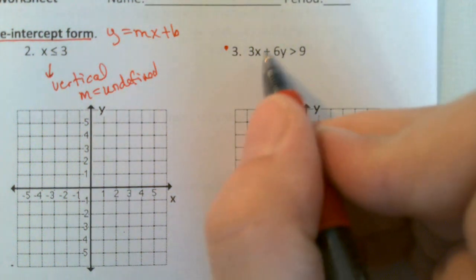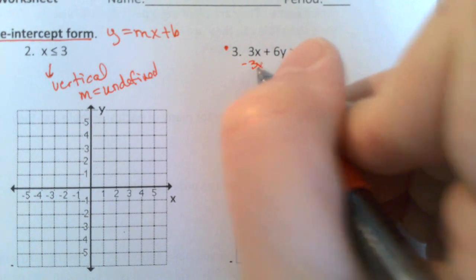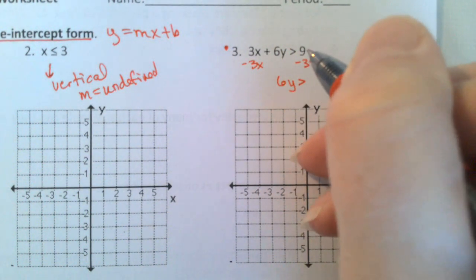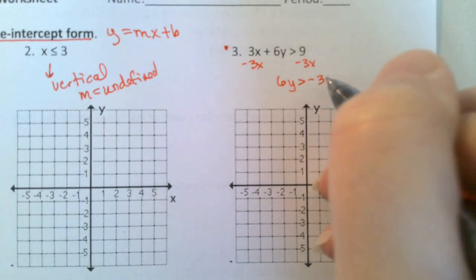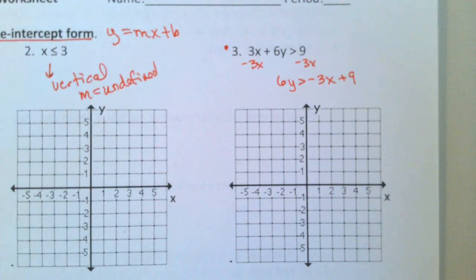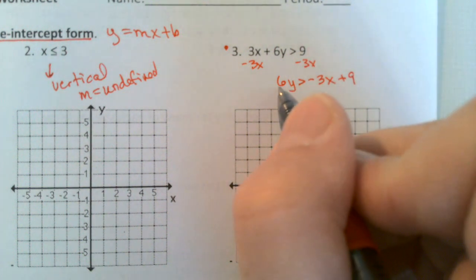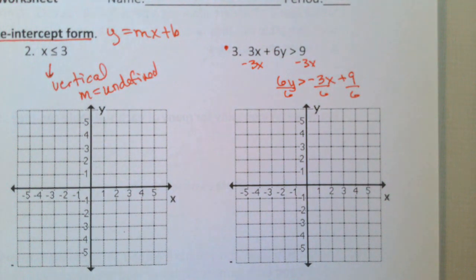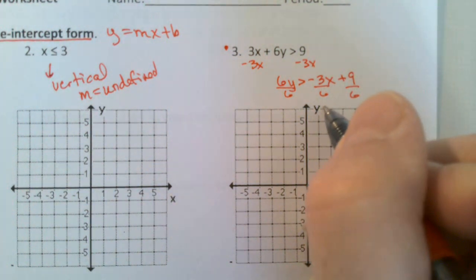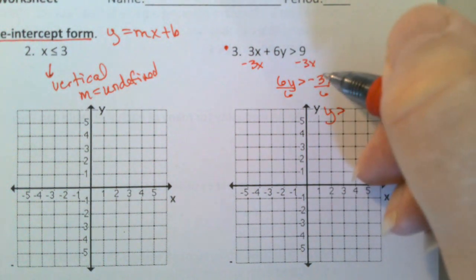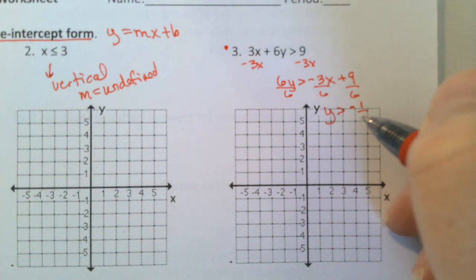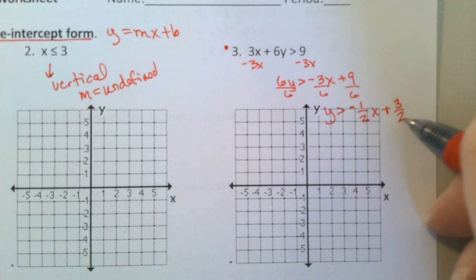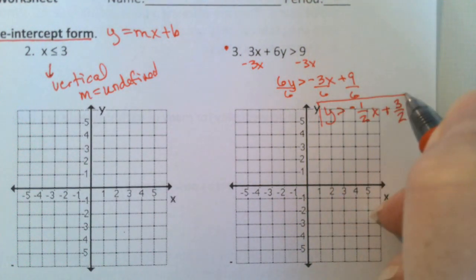Okay, so to solve this for y, I'm going to subtract the 3x from both sides. I'm left with 6y is greater than, and it could be 9 minus 3x or negative 3x plus 9. That's what I'm choosing. And then I'm going to divide each piece individually by 6, and it leaves myself much room here. So my final equation is y is greater than, reduce that fraction to negative 1/2 x, reduce that to a positive 3/2. So not the prettiest equation.